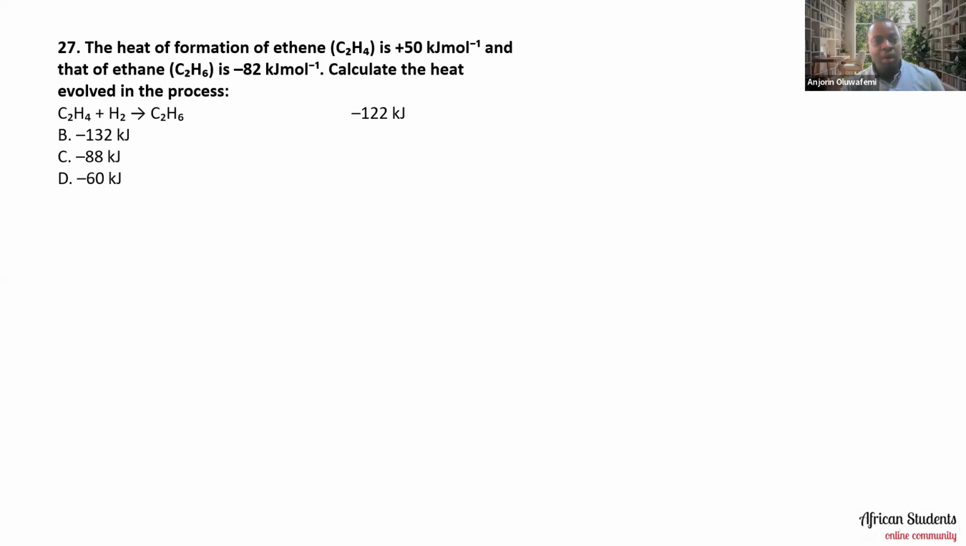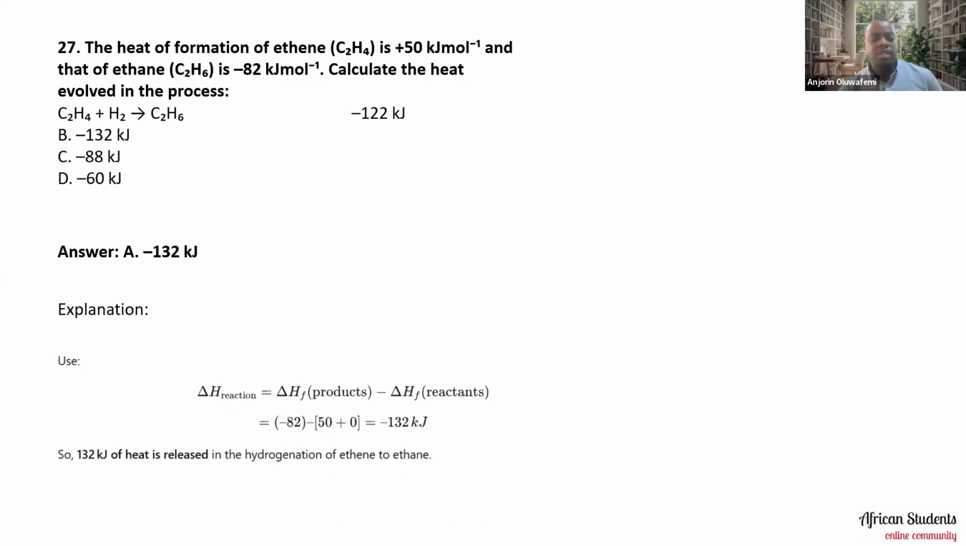So what are our options? We are given that. So the right answer to this one is minus 132 kilojoule per mole. And how did we come about this? It's just basically this. Delta H reaction equals delta H of formation for products minus delta H of formation of reactants. And when you have this, you have our minus 82 minus 50 plus 0. So when we look at it critically, that will be equal to minus 132. So 132 kilojoule of heat is released in the hydrogenation of ethene to ethane.